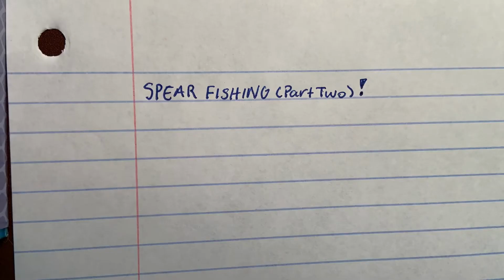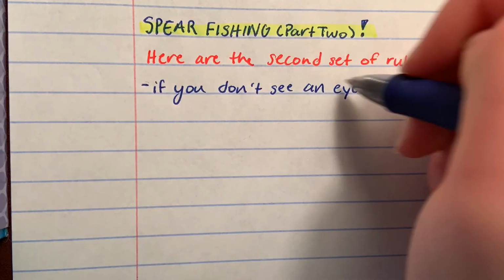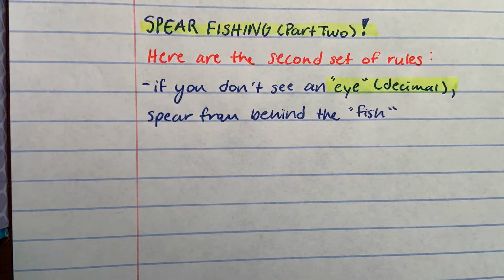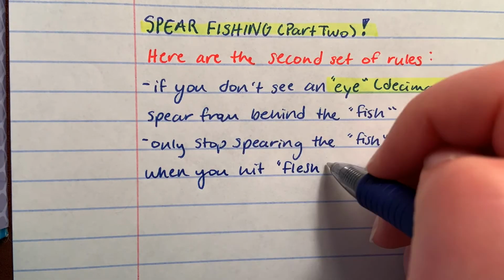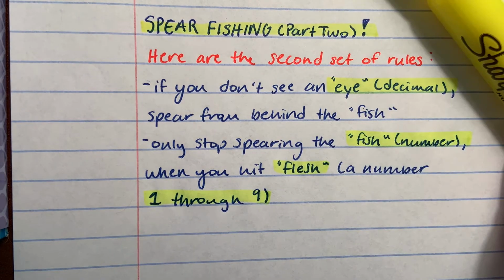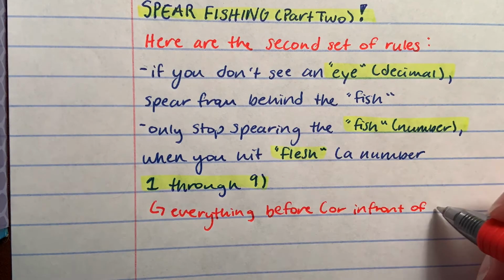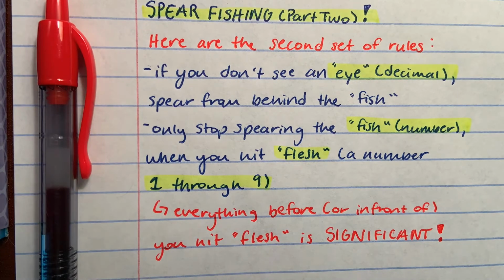So here's a little bit of part 2. There's some newer rules. So the first thing is if you don't see a decimal, you're going to spear from behind the fish. And you're only going to stop spearing the fish or the number when you hit flesh, which is your number 1 through 9. Same as before. This rule is the exact same. A little bit different here. Everything before or in front of when you hit the flesh is the significant figures. So make note of that. That's very important as well.